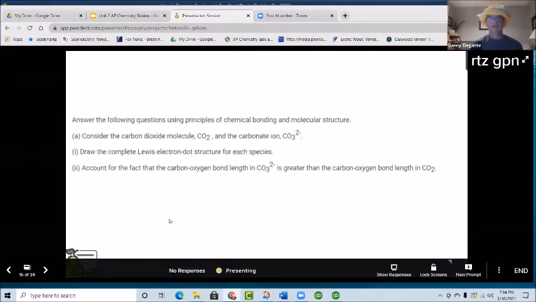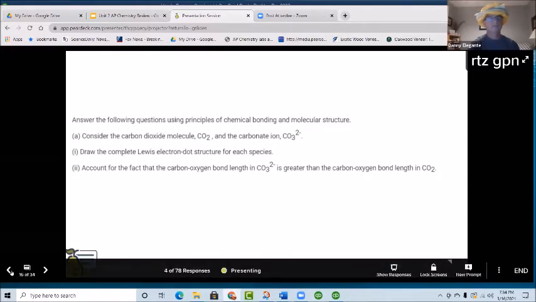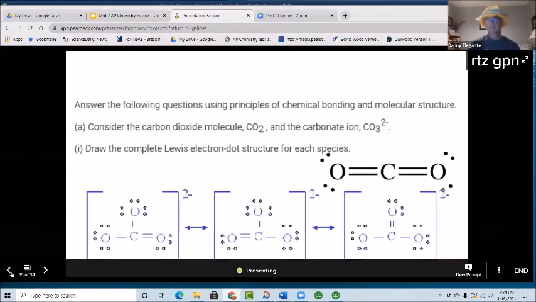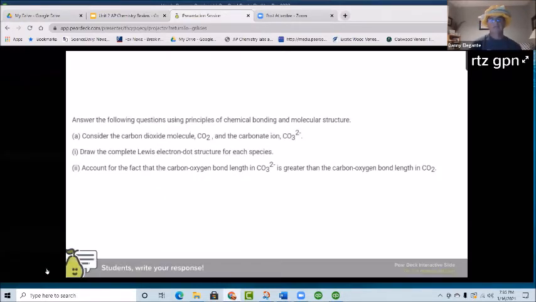All right, so now that you've drawn the Lewis structure, that was great, right? So this time you get to write out your answer, account for the fact that the carbon-oxygen bond length in carbonate is greater than the carbon-oxygen bond length in CO2. So one more time, here's the structures. And that's the second part of the question. Why is the bond length in CO3 greater than the bond length in CO2? Go ahead and type out what you think the answer would be.